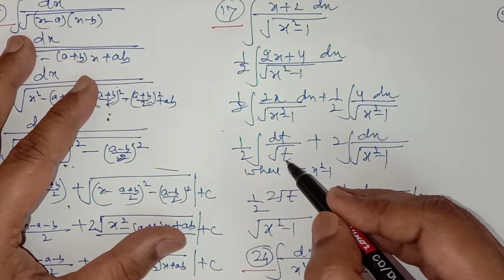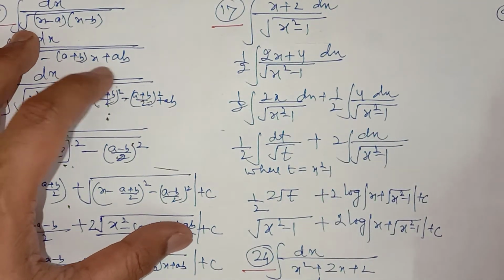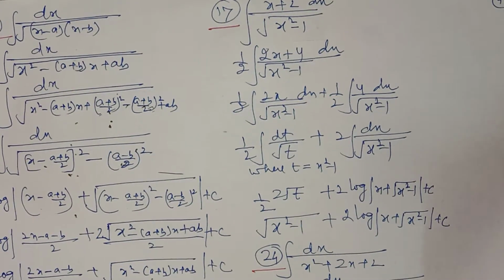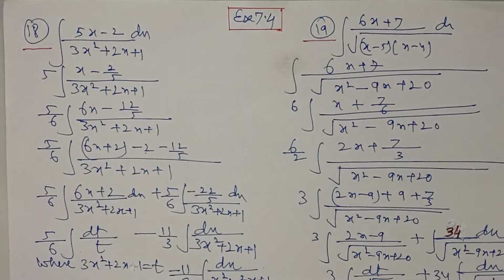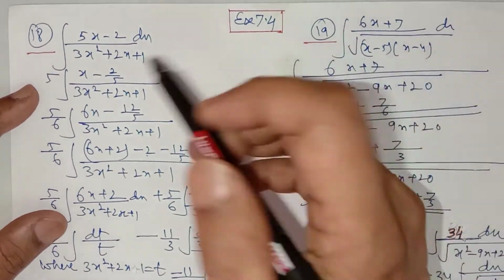You know the integration of 1 upon root t. Take this t to the power half in the numerator and use the integration of t to the power minus half plus 1 upon minus half plus 1. The remaining questions of this exercise are just the same. We have discussed question number 17, which is a linear upon quadratic type question, and they are very, very important to be very, very careful.